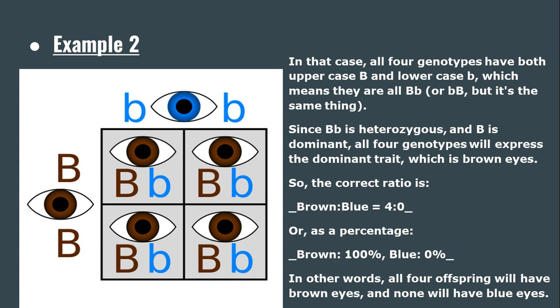As I said earlier, the square is 25, 25, 25, 25. So 25 plus 25 plus 25 plus 25, that is 25 in four places, which will be 100. So brown will be 100%, while blue will be 0%. In other words, all four offspring will have brown eyes and none will have blue eyes.